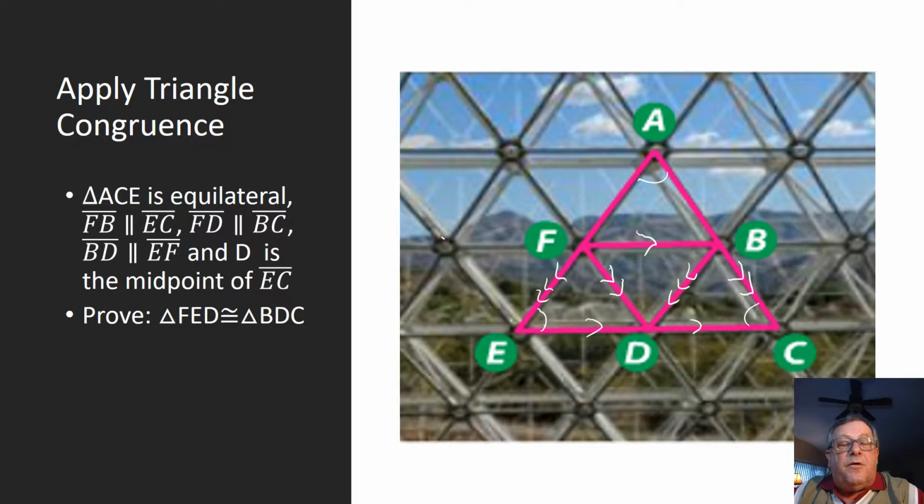From all this, we're going to be trying to prove that FED, that's the little triangle down here in the bottom left of this diagram, is congruent to BDC, this triangle over here on the bottom right. This is absolutely delightful. All right, let's move over to the next slide and see if we can get our proof statement put together.